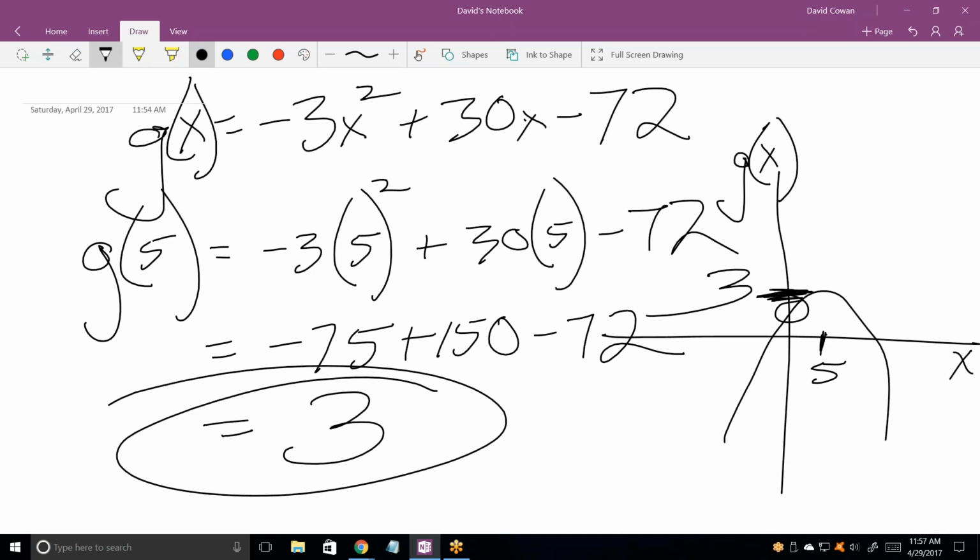3? Uh-huh. That's what that number is. I got it because minus 75 and minus 75 would be 150, and we're 3 less than minus 75 over there. So I got to end up with a positive 3. That's what the maximum value is. It occurs when x is equal to 5.